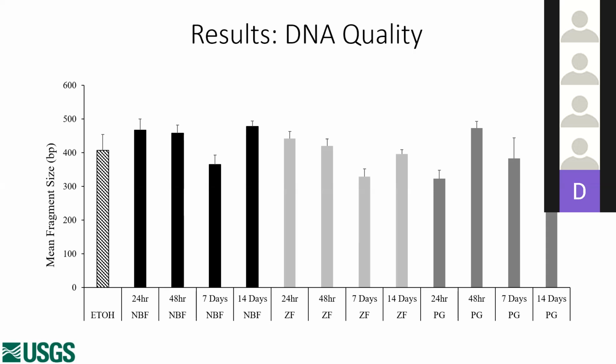For DNA quality, this was assessed by fragment size on the Bioanalyzer. Interestingly, ethanol samples were not higher than fixed samples, and I'm not exactly sure why that occurred. Again, neutral buffered formalin samples outperformed the Z-fix and the PAXgene samples for quality. However, as you can see, as I mentioned earlier, at 7 days, the smallest fragments were obtained.